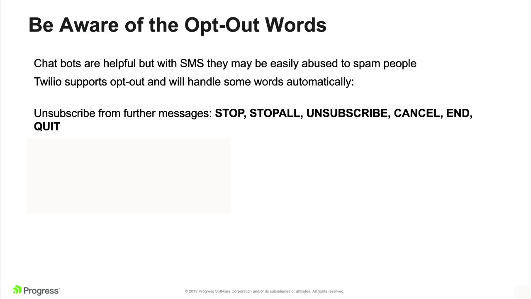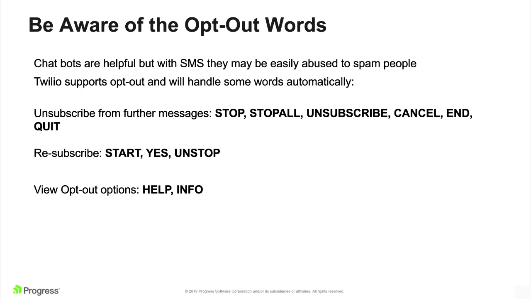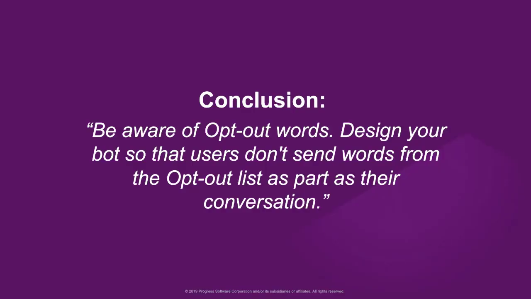If the user sends please stop, they will not be unsubscribed, the message will reach your bot and it will answer according to its definition and training. Once unsubscribed, users can resubscribe with start, yes and stop. When the user sends help or info, Twilio will show an informational message as to how they can unsubscribe. Note that help and info will not be sent to your bot. Be aware of opt-out words. Design your bot so that users don't send words from the opt-out list as part of their conversation.